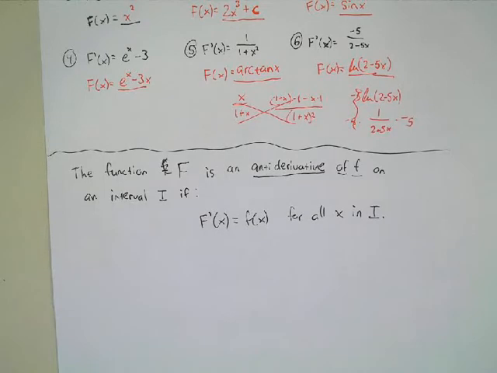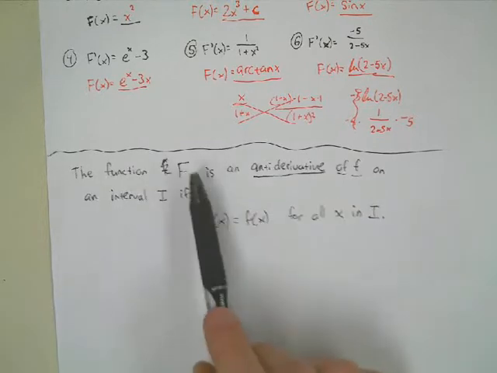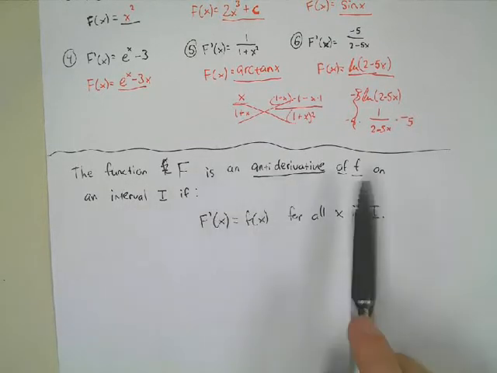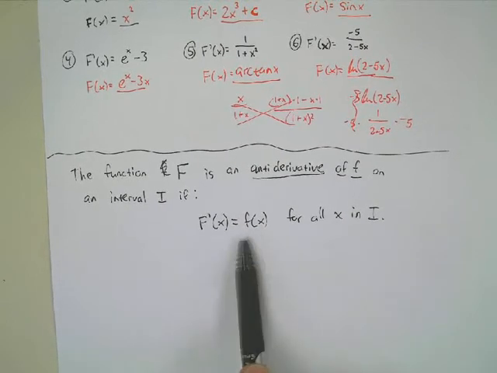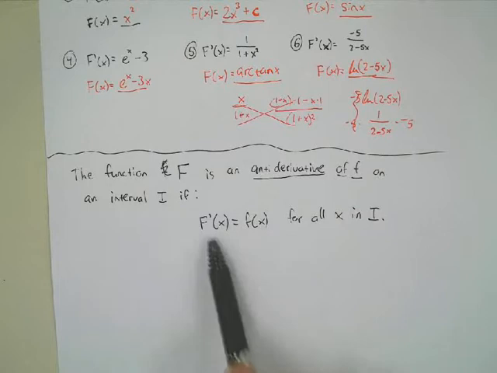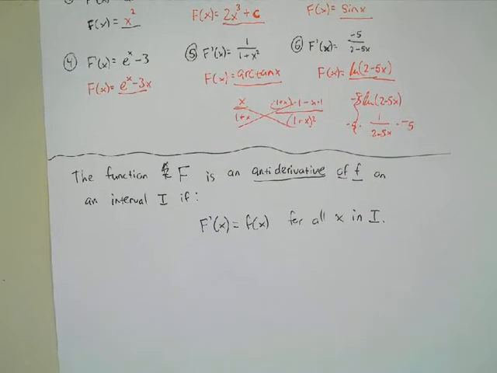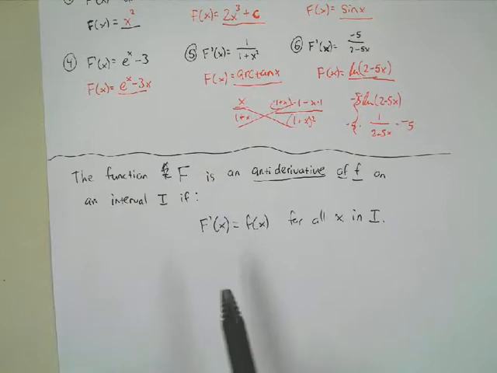So capital F is an antiderivative of f. Capital F is an antiderivative of lowercase f if we take the derivative of capital F and it's equal to f for all the x values that are in I. So if the derivative of capital F is the same as lowercase f for any x that you pick in your interval, then we say that capital F is the antiderivative of f. So basically, it's like the backwards derivative.